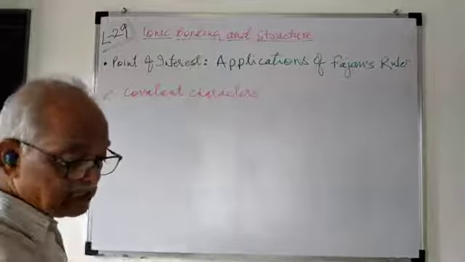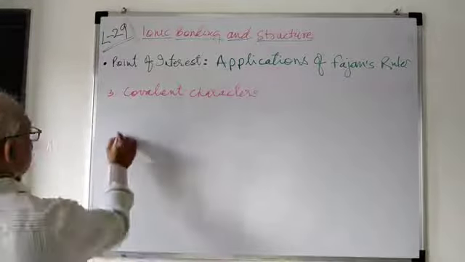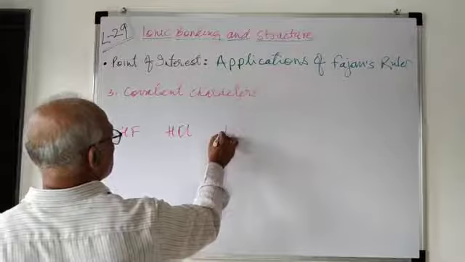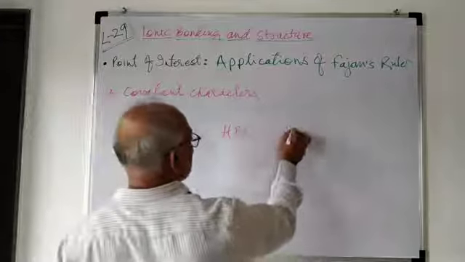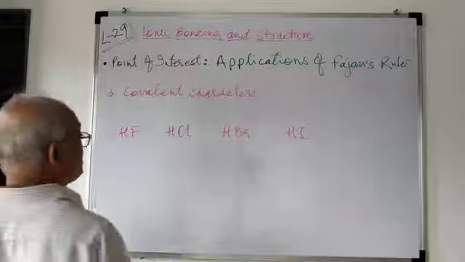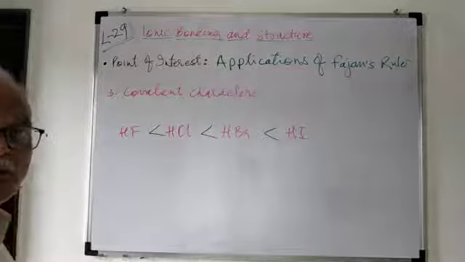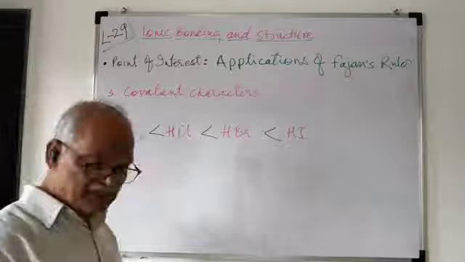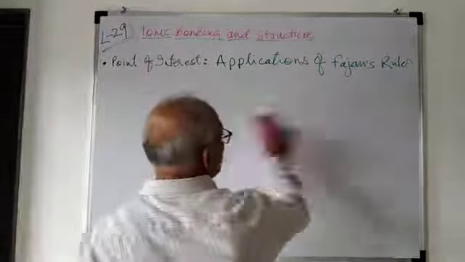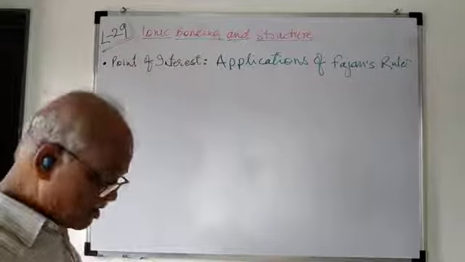Then we can have another example, that is HF, HCl, HBr and HI. This series also shows the same type of trend, that is, covalent character is increasing in this direction. Many such examples are also available. Now we will see the next point, that is polarizing power of cations.